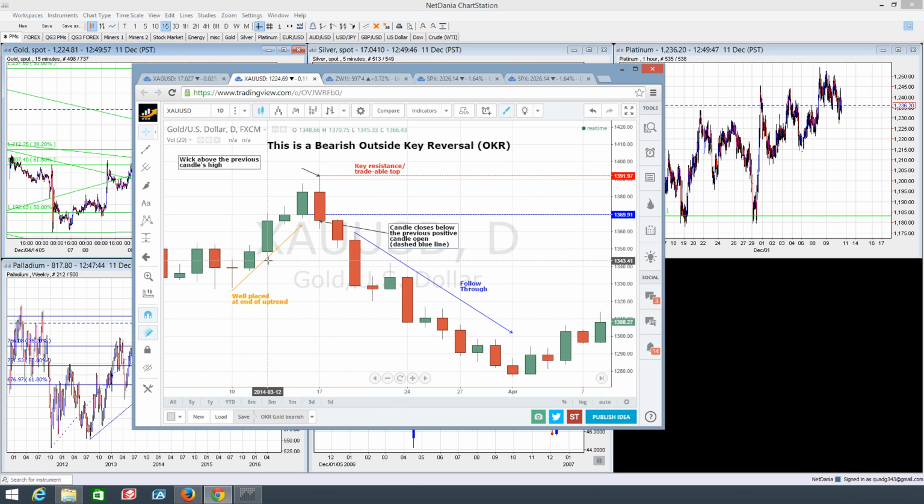Another thing that you also want to look for, just like all other types of reversal candles, is that they're well placed, and this shows a really nice well placed OKR after a few days of uptrend. So that's another clue to be watching for.